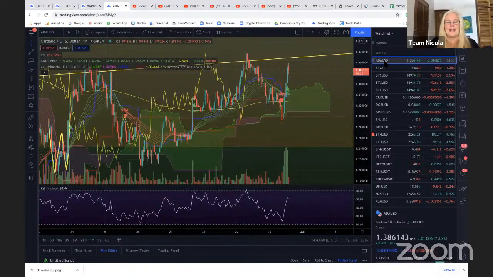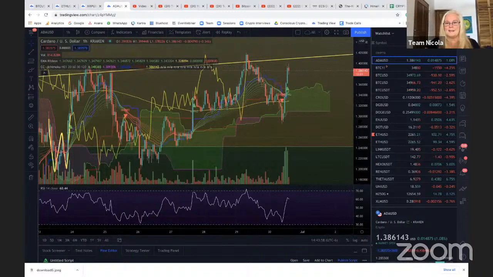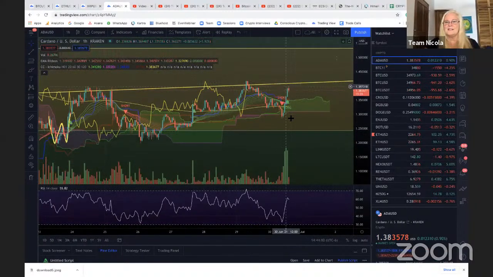So here we are with ADA, and ADA is another one of those coins that I'm really loving because it's decoupling from Bitcoin, and to some extent it can decouple from Ethereum as well. So it's setting its own course, and it's great to have that in your portfolio. Like Ethereum, this does look like a bull flag forming, right? Mm-hmm. Look at that. Yeah.